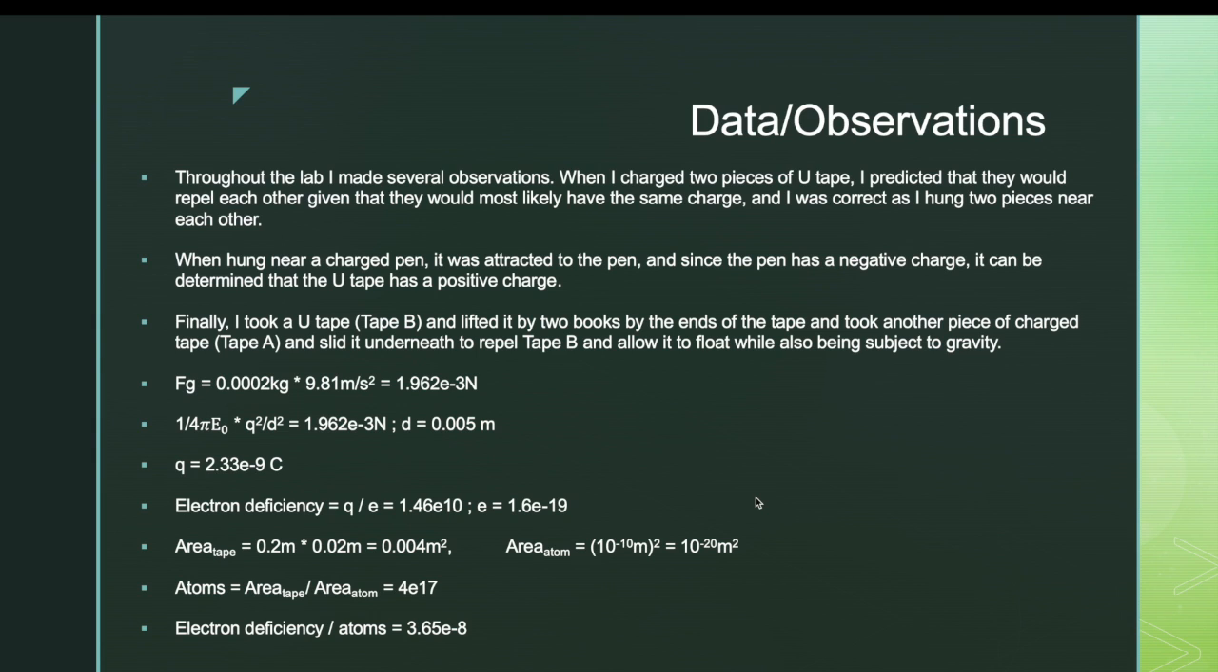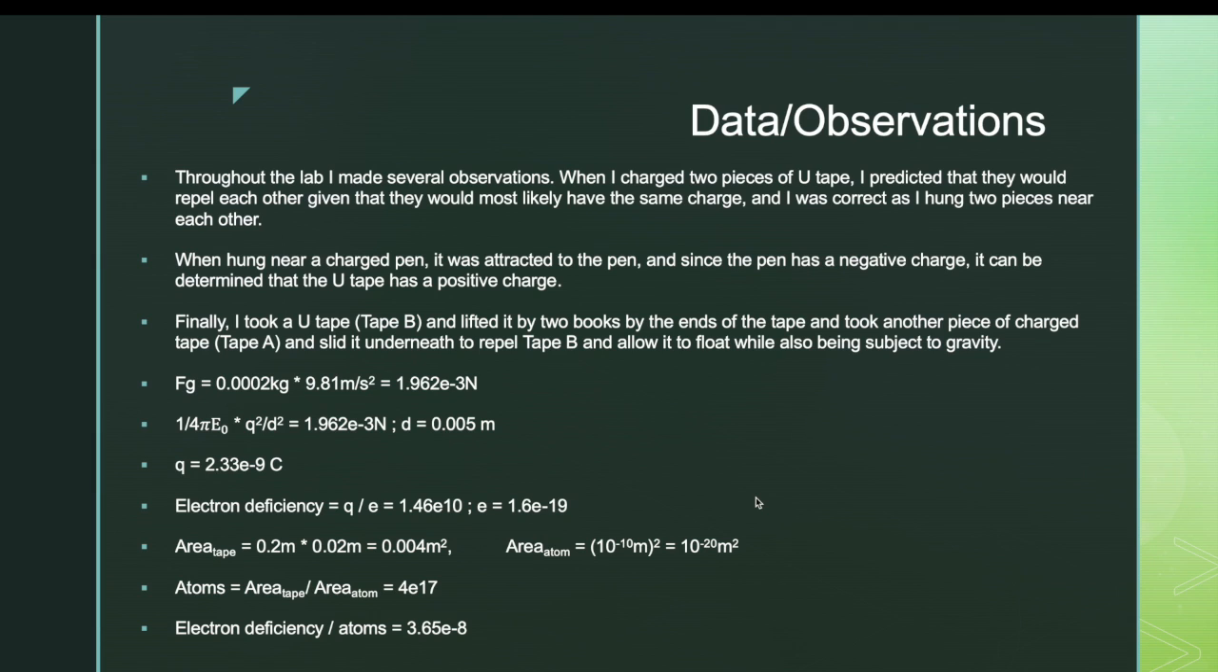When I had slid tape A under tape B, I found that tape B was pushed upwards by a very slight distance, approximately 0.005 meters, or half of a centimeter. I then took this distance and plugged it into the aforementioned electric force equation. When I solved this equation out, I found that charge was equal to 2.33e-9 coulombs. This charge is supposed to represent the charge that tape A and tape B approximately have, and we are going off the assumption that tape A and tape B have the same charge.